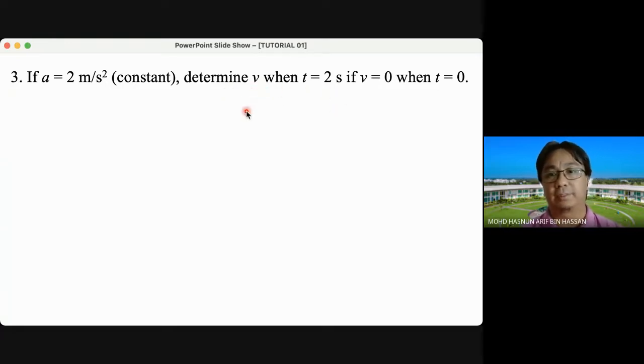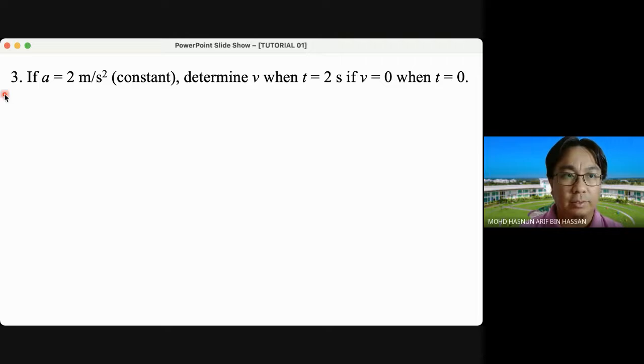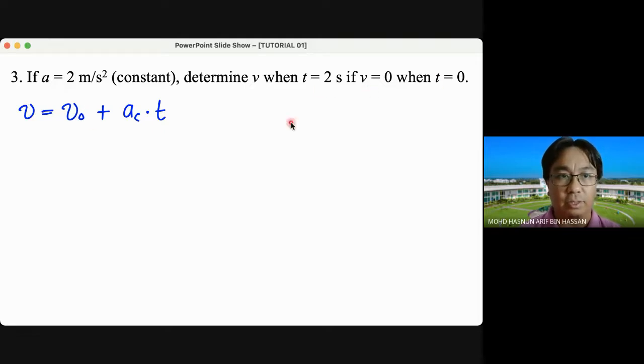So how do we solve this? Anyone? How do we solve this problem? You can use the constant acceleration equation here. Okay, Fizana. Pakai formula V sama dengan V naught plus Ac darab t. Okay. Kita nak determine V. So we can use V equals V naught plus Ac t. V naught ni lah kita panggil sebagai initial condition dekat sini. So kita tahu when t equals 0, V naught is 0.